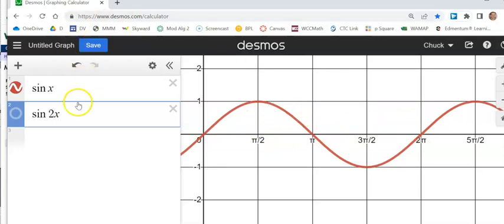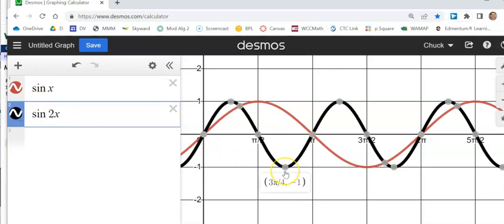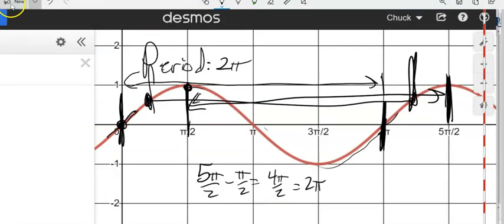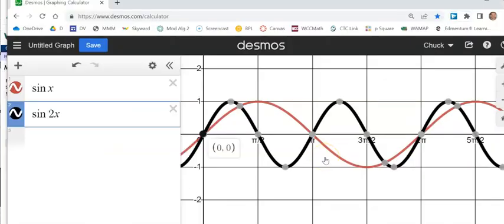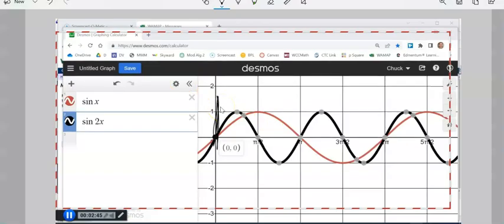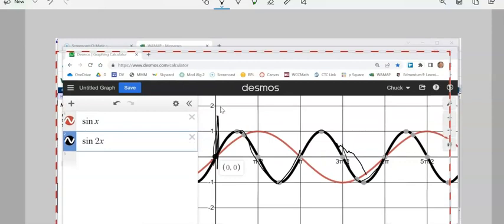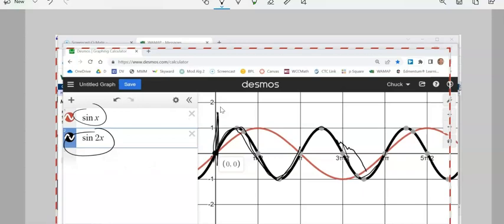Now here's the argument I'm going to make. This 2x is happening twice as fast, right? Like 2x is twice as fast as x. So this actually makes this happen twice as fast. It speeds it up. So this 2, we could think about it a couple of ways. One of them being it's happening twice as fast. And the other one, that there are two repeats in this function in the time that it takes this function to repeat. You see how this has two cycles? It repeats itself twice in there.